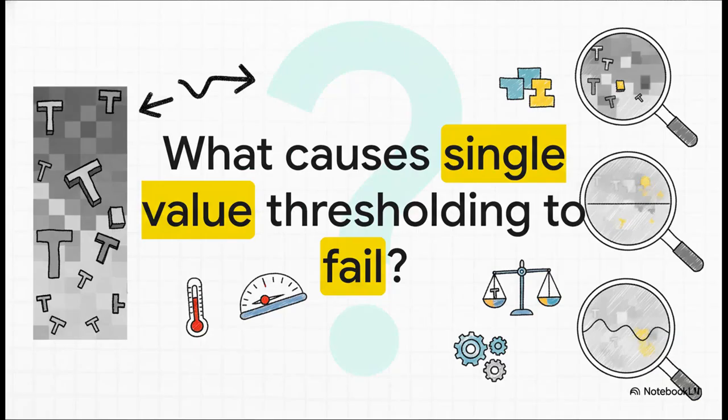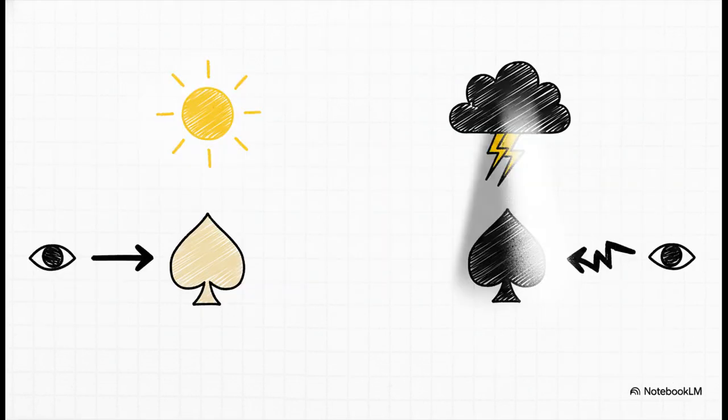Which really begs the question, right? What makes finding that one perfect number so hard in the real world? And the answer, the main villain in our little story today, is something we deal with all the time. Bad lighting. Shadows, bright spots, gradients, they completely destroy our simple little model.